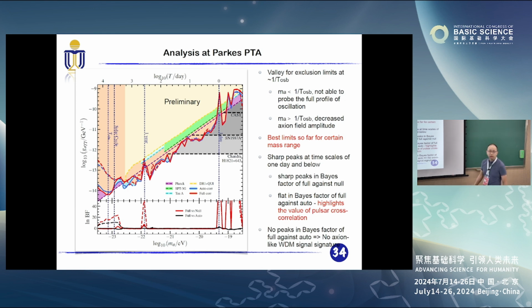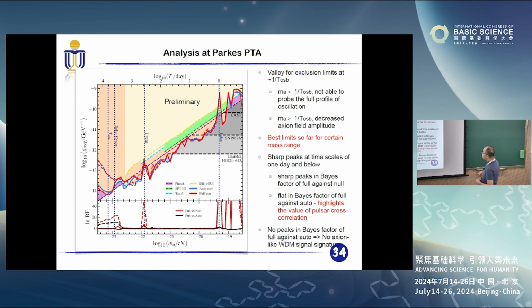But from the exclusion limits that we have obtained, we can say for certain mass region, especially the mass region for the fuzzy dark matter, our results represent the best limits so far for this scenario in constraining the Chern-Simons coupling.